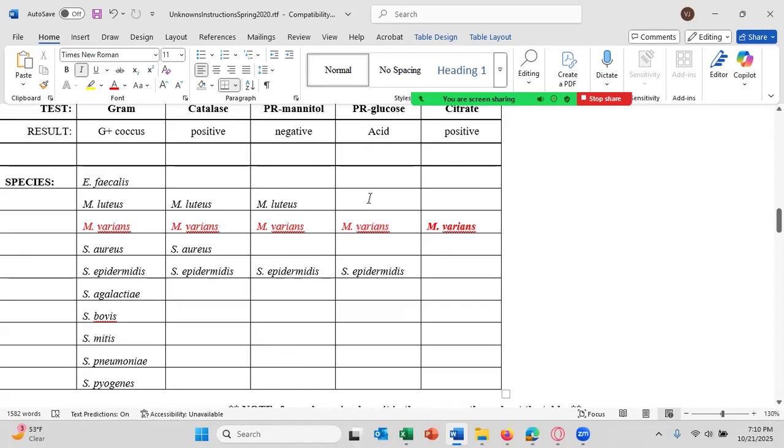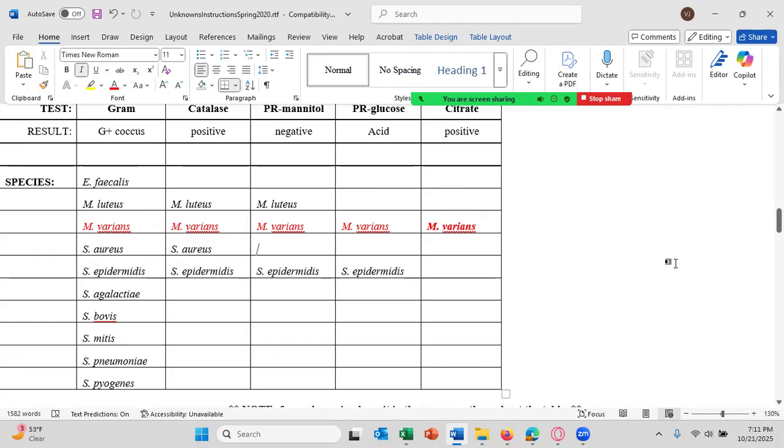Then there's the PR glucose test, and it's PR glucose acid, narrowing it down to these two. Micrococcus luteus is not PR glucose acid, it's PR glucose negative. And then they did the citrate test, and it's citrate positive, narrowing it down to this one. This species was citrate negative. And so that's doing dichotomous logic, essentially running one test after the other.